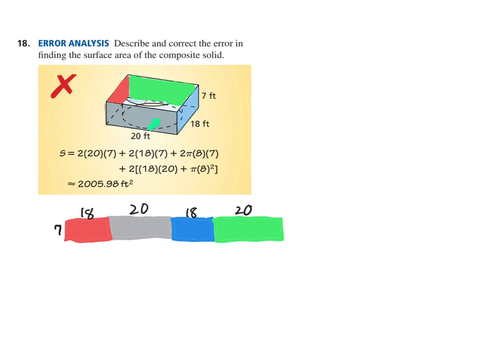First we consider the walls that go all the way around: red, gray, blue, yellow, and green. The area of the gray and green are 20 by 7, and that's where we get the 20 by 7 twice, once for the gray, once for the green. Then consider the blue and the red one, whose dimensions are 7 by 18, both of them. 7 times 18 is their area, and the blue and the red make 2 of those rectangles. That takes care of this term.